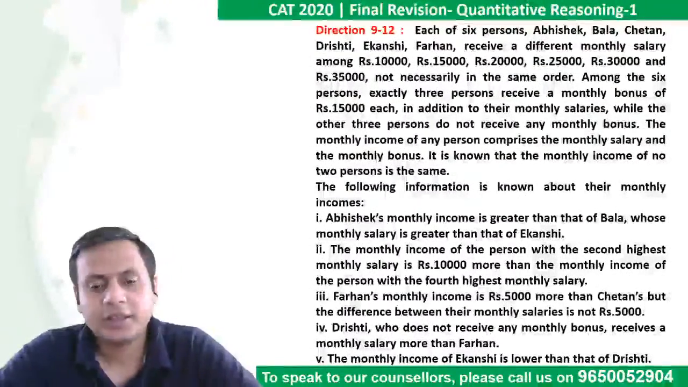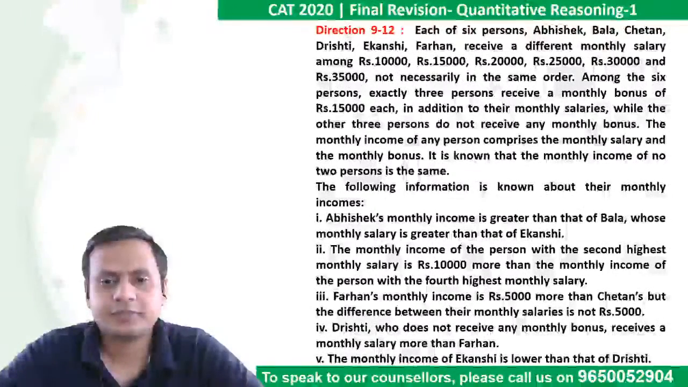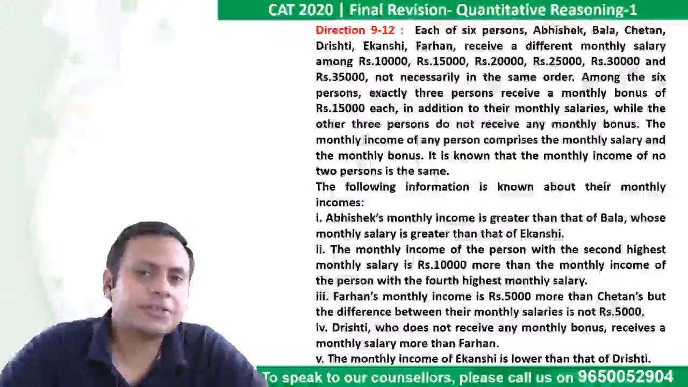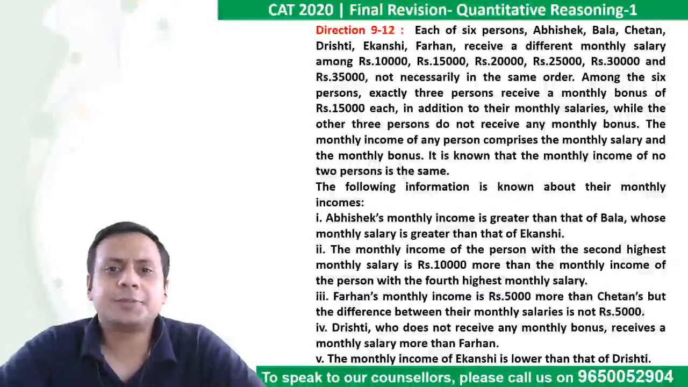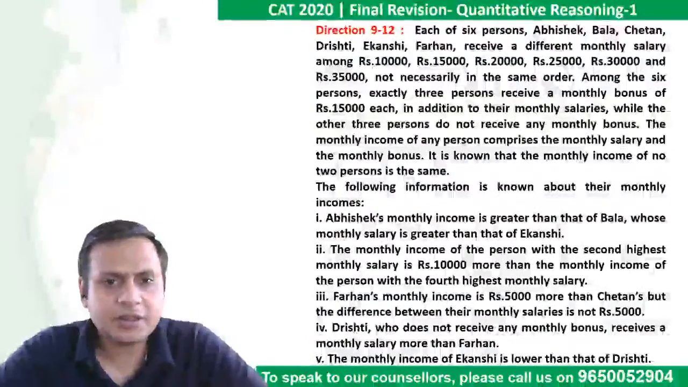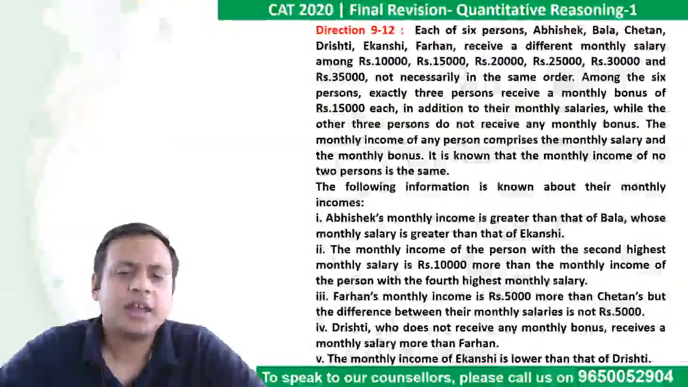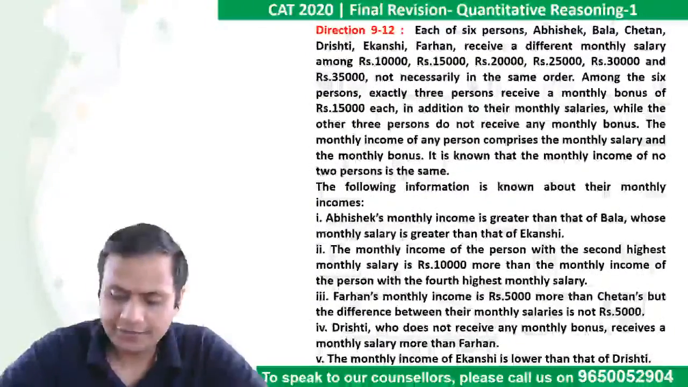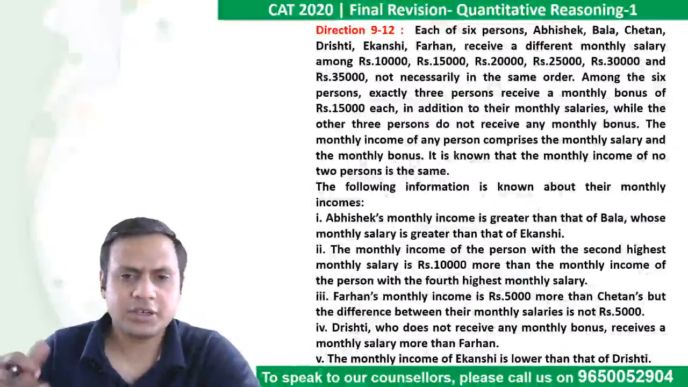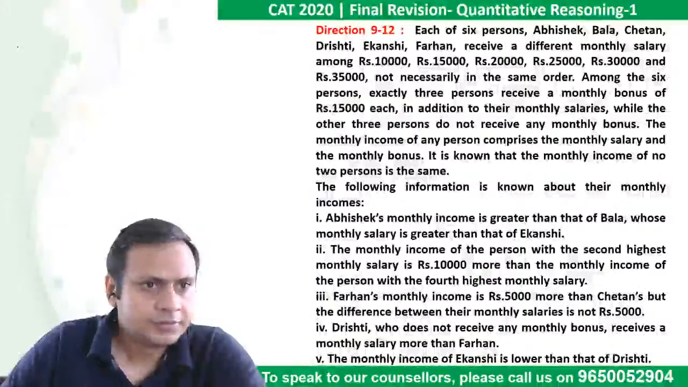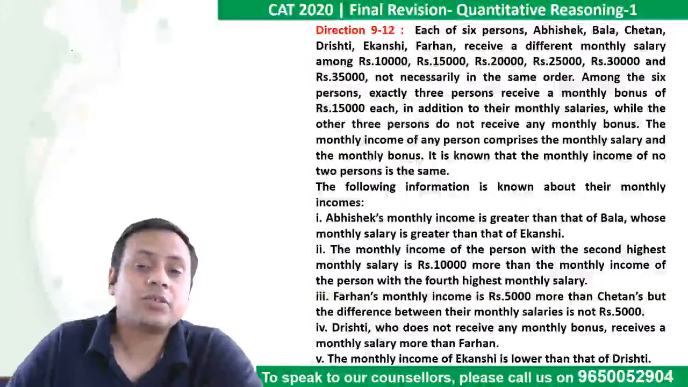Okay. Anyway, please read it. And we'll try to solve this set together. So each of the 6 persons A, B, C, D, E, F, Abhishek, Bala, Chetan, Drishti, Ekanshi, Farhan receive a different monthly salary out of these values and not necessarily in same order. Okay. So basically, let's try to solve this particular question together.